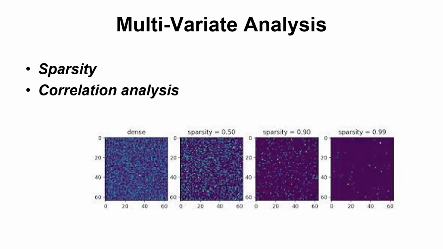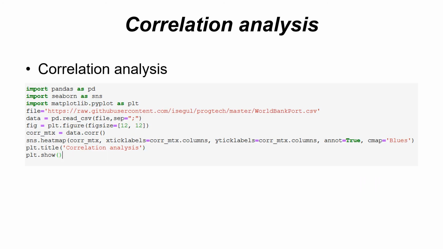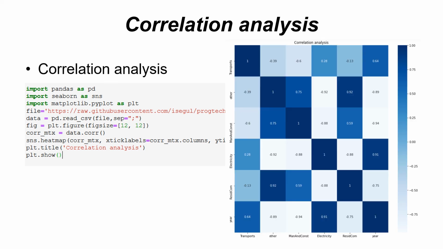In the context of multivariate analysis, we may study dispersity and correlation between the variables. Here, in this example, on the left, we have a very dense data set, while on the right we have a very sparse data set or sparse sample. As an example, I show how to correlate two variables and also show a corresponding heat map. It is the result.